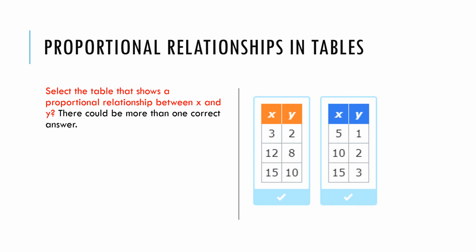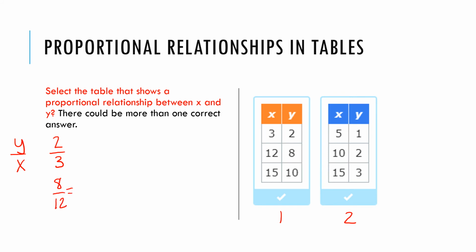Okay, let's look at a second one with tables to see if it is a proportional relationship. Don't forget, we're still going to use that y over x. And in our first table, our y value is 2 over 3, which cannot be simplified. And then in that same table, we have 8 over 12.